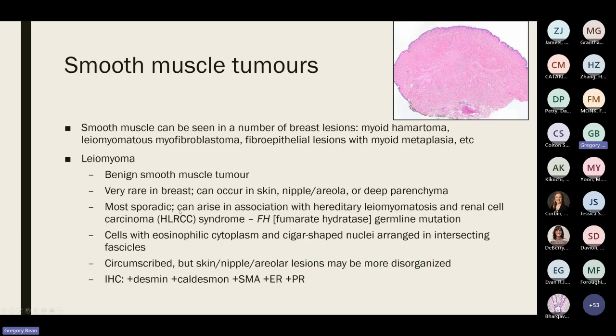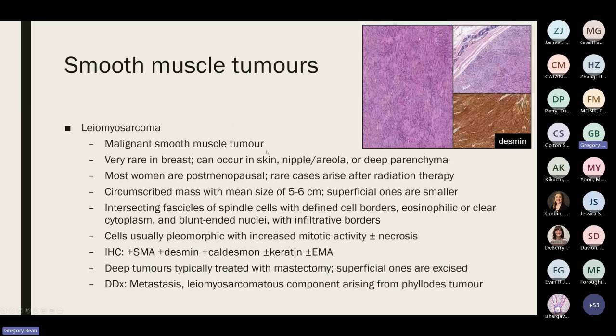Most of them are sporadic, but some of them can arise in association with patients that have a fumarate hydratase germline mutation. It looks like a leiomyoma in other parts of the body with eosinophilic cytoplasm and cigar-shaped nuclei and intersecting fascicles, circumscribed, but the ones that are involving the nipple areolar might be a little more disorganized, as shown up here. These stain for smooth muscle markers, as well as ER and PR.